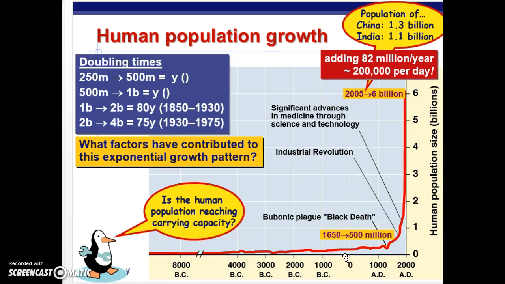The other thing that your book is going to touch on is human population growth. Human population growth actually looks a lot more like exponential growth than logistic, and that's because we have the ability to outthink our limiting factors, for example, disease.